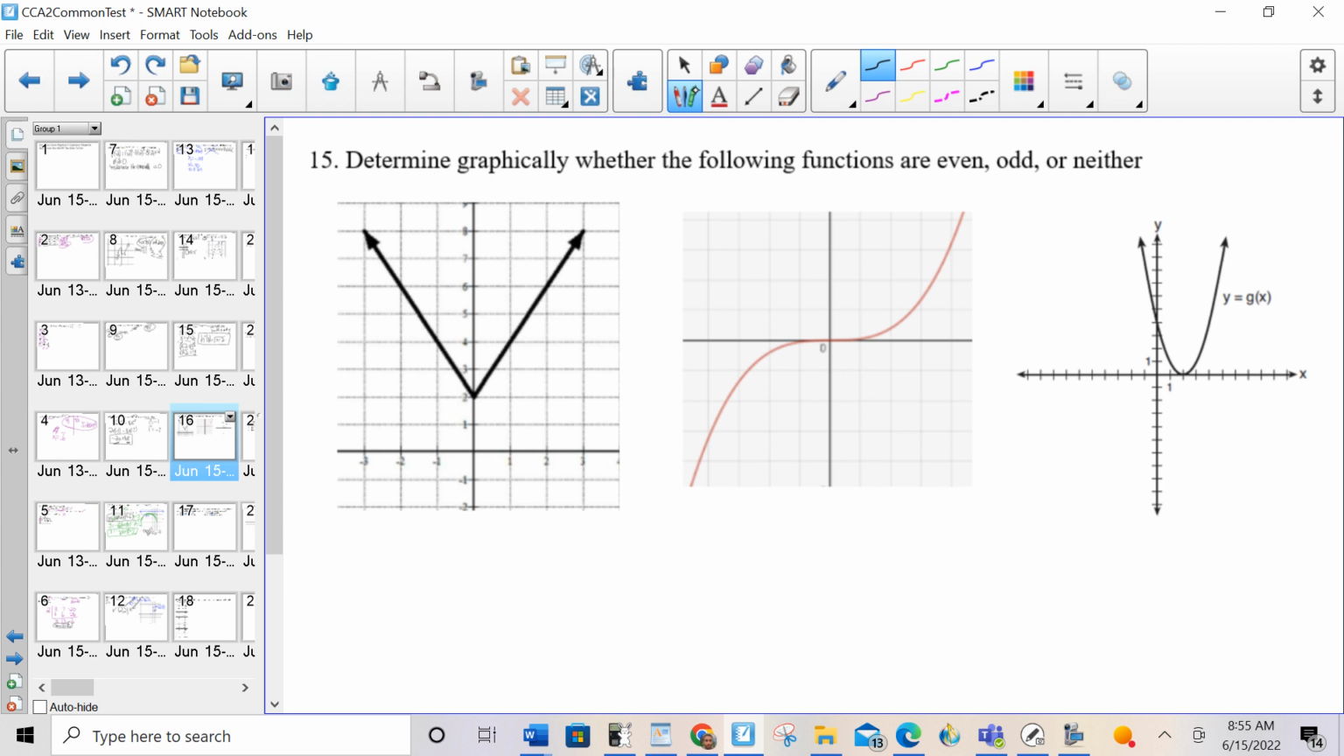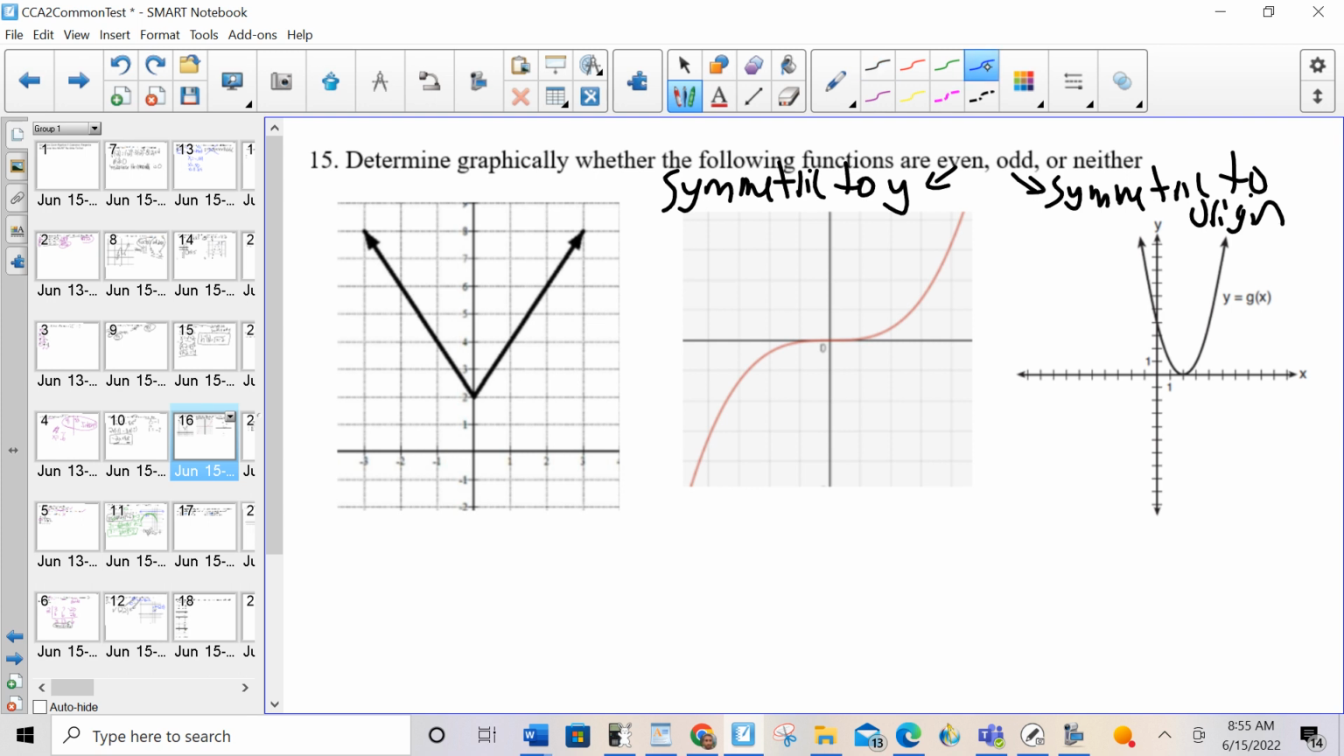You need to know that even is symmetric to the y-axis. Even functions are symmetric to the y. Odd are symmetric to the origin, which means if I turn it upside down, I'm going to see the exact same thing back. And if it's neither of those things, then it's neither.